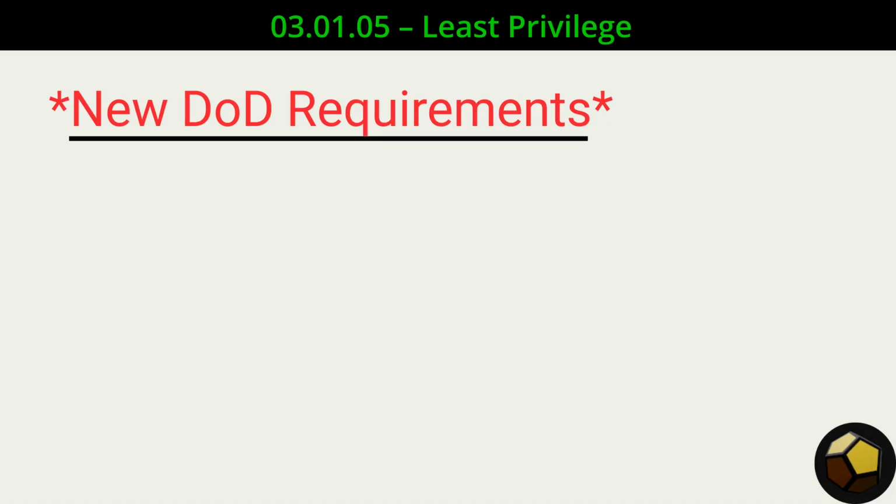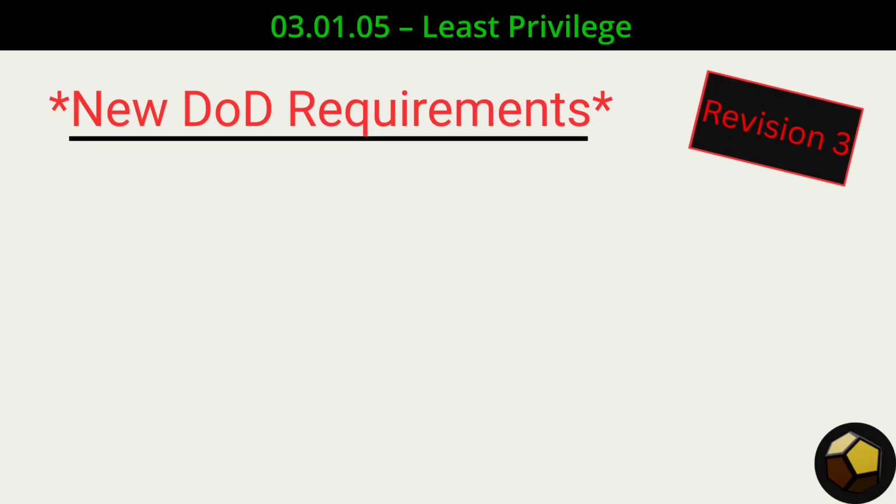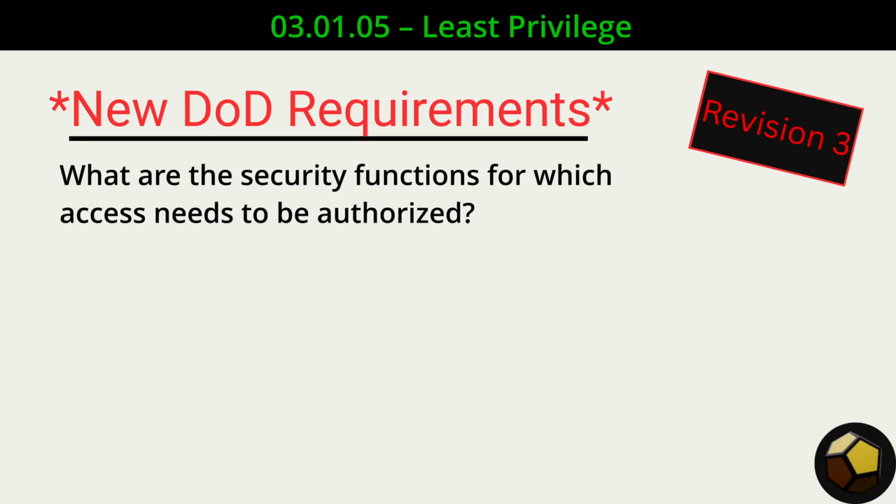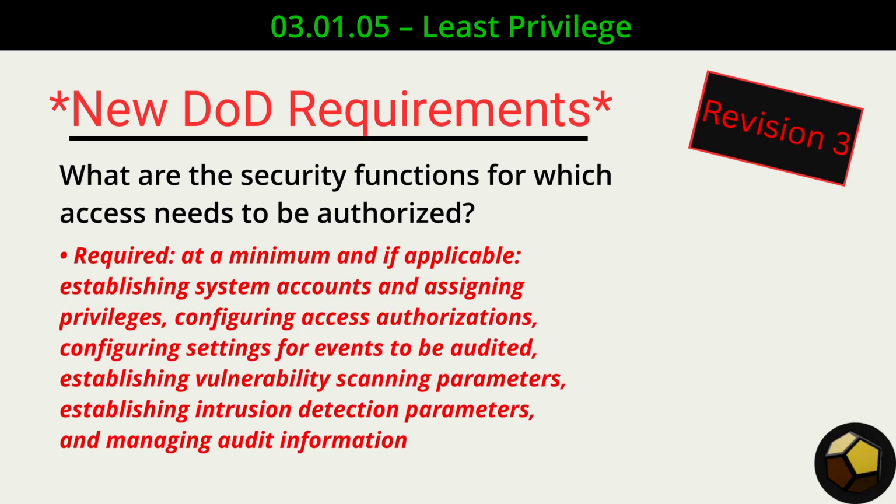Here's something new in Revision 3. In the past, organizations could define certain parameters on their own, but now, the DoD has published specific requirements. For example, access to security functions must include, at a minimum, establishing system accounts, assigning privileges, configuring access authorizations, audit settings, vulnerability scans, intrusion detection, and managing audit information.